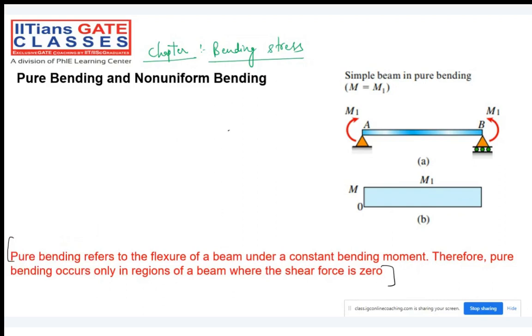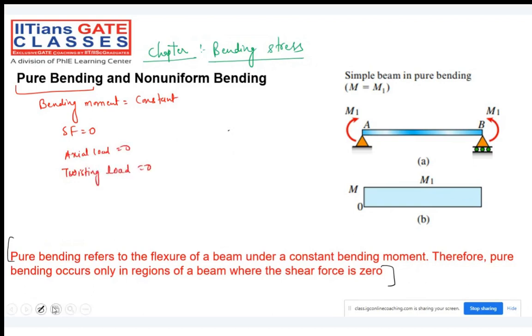Pure bending means, note down, shear force will be 0, bending moment will be constant, axial load will be 0, twisting load will be 0. Anyway, as of now, we are not discussing any twisting. Bending moment is constant, but that is not equal to 0. So this is the condition for pure bending.